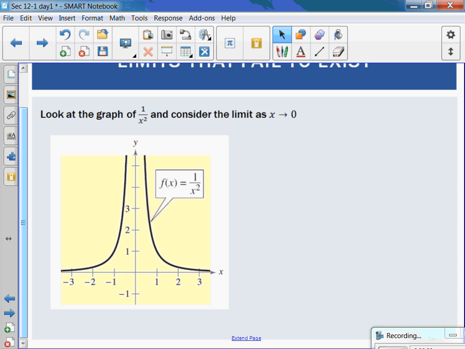What are they approaching as x is closer and closer to 0? Infinity? Yeah, they're going up. That's where infinity is. So as x is closer and closer to 0, where is f of x going? Infinity. So why do I not have a limit then?